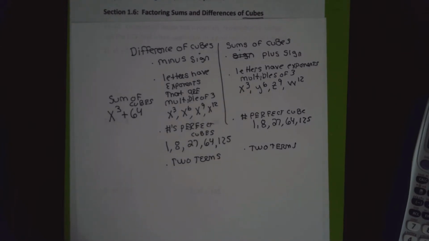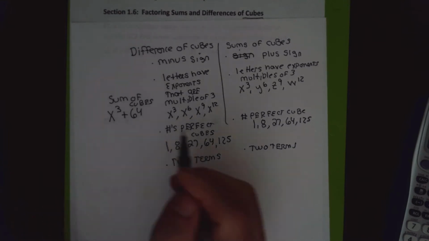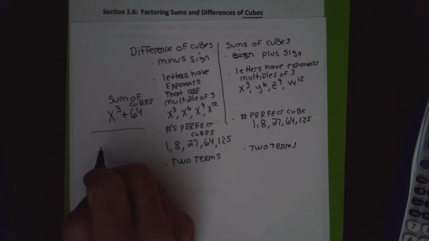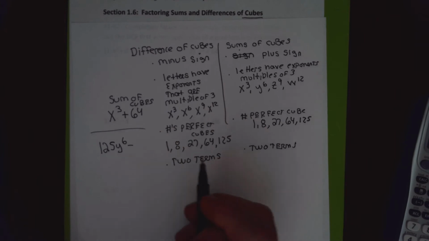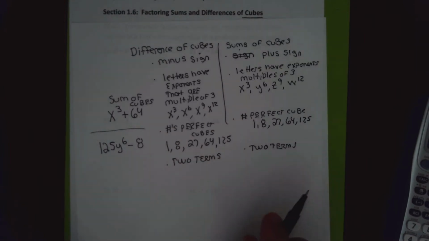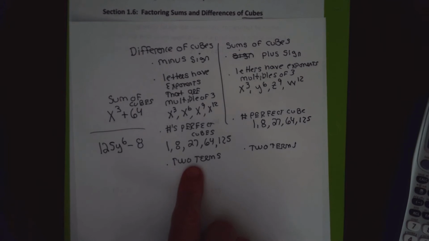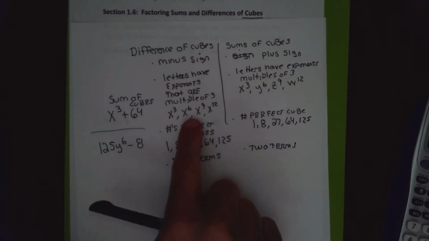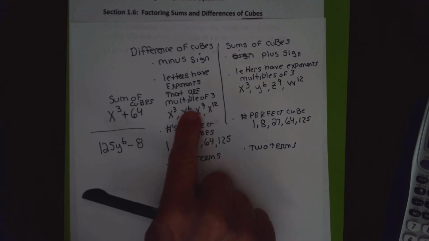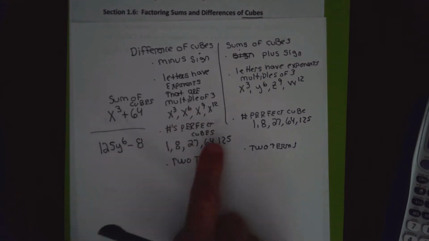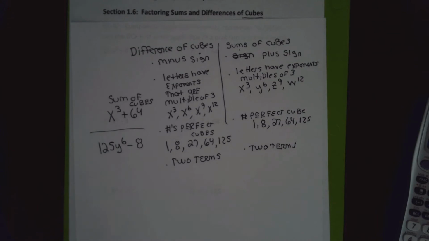I'm going to show you some perfect cubes and how we're going to need to understand these in a second. I'll write another problem down, like 125 y to the 6th minus 8. I classify this as a difference of cubes. It has two terms, the minus is between, the letter has an exponent of 6, and 6 is a multiple of 3, and 125 and 8 are perfect cubes. The big skill that's going to be necessary in this section is to be able to decompose perfect cubes, and I'll show you how to do that.